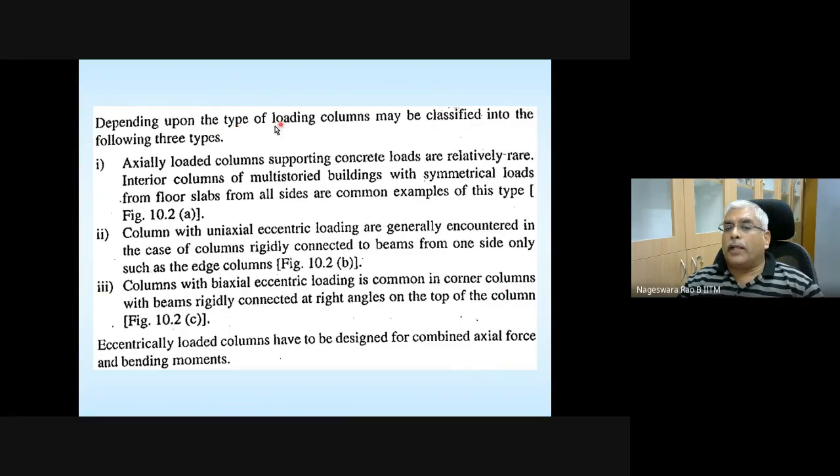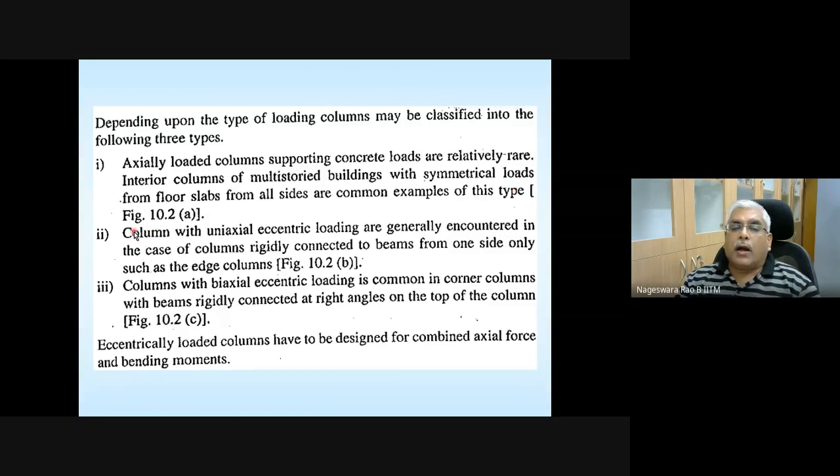Depending on the type of loading, columns may be classified into the following three types. Axially loaded columns supporting concrete loads are really rare. Interior columns of multi-storied buildings with symmetrical loads from floor slabs from all sides are a common example of this type. Usually you will not have only pure axial compression.